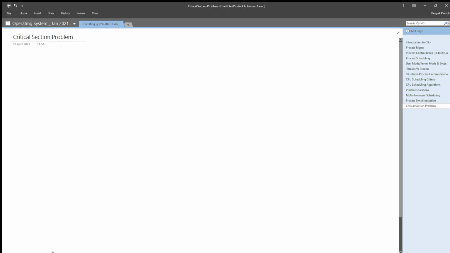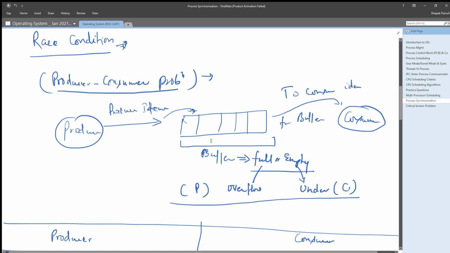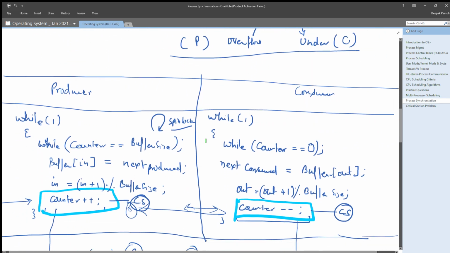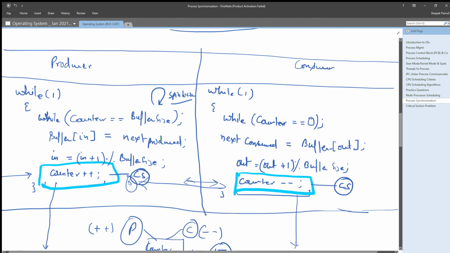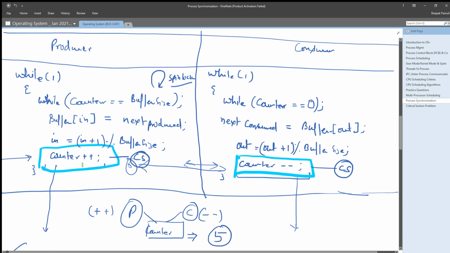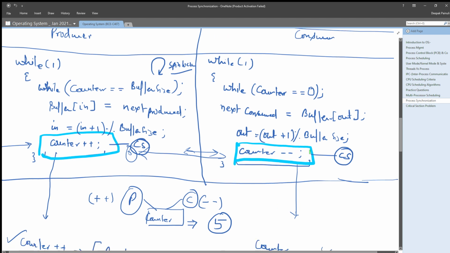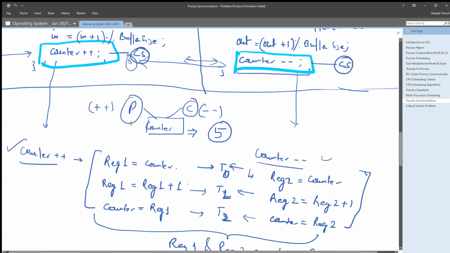So today we are going to start the critical section problem. Before that, we need to understand what a critical section is. To understand it, we already discussed it in the previous topic, which is process synchronization. Here we discussed two processes, producer and consumer. In the producer and consumer processes, both are sharing one common variable, which is counter, and we discussed what the problem there is.